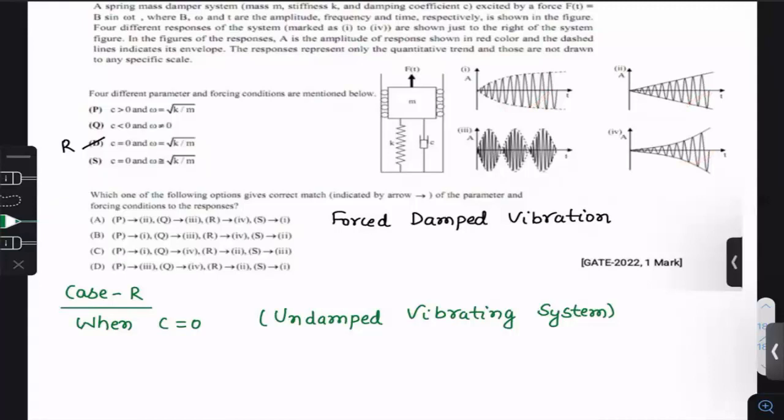That's quite simple. When it is an undamped vibrating system, whenever you solve the equation of undamped vibration, there is no damping in this. Therefore the amplitude will not be exponential. It will be a straight line. Therefore the right answer for undamped, for R, is 2. Here it will be like a straight line. So 2 is here and here.